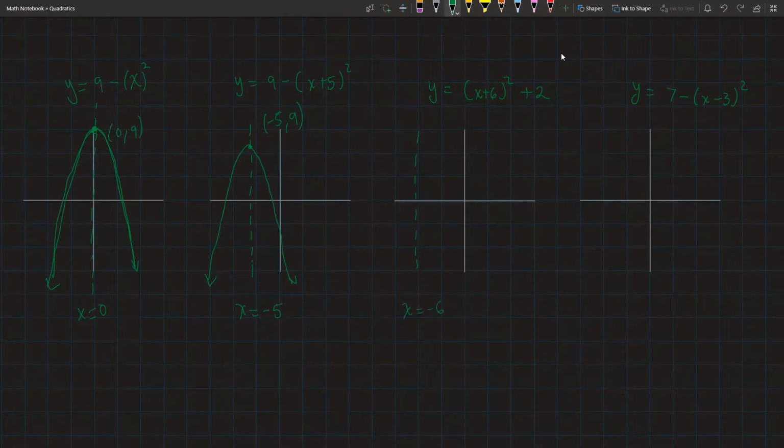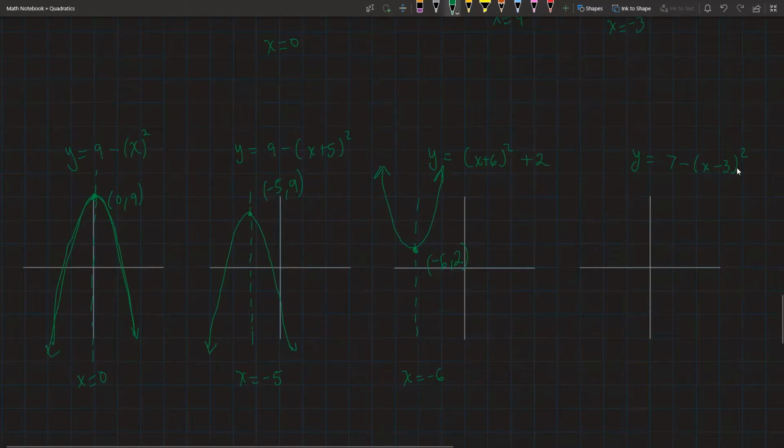Hopefully you're seeing that a little bit quicker every time. Now I can label -6, comma 2. And it's positive something squared. Therefore, this is curving upwards. And look how quickly we were able to make that. That's very quick.